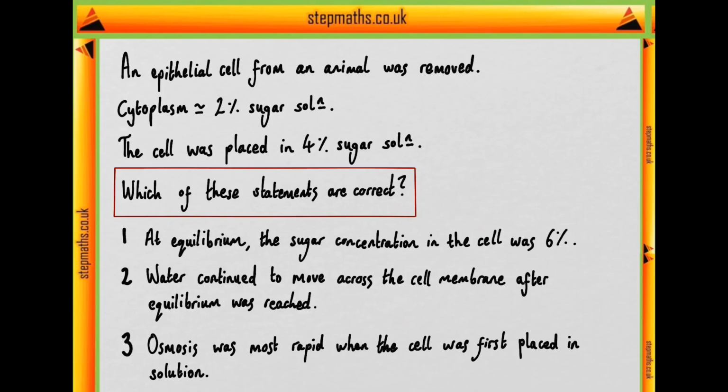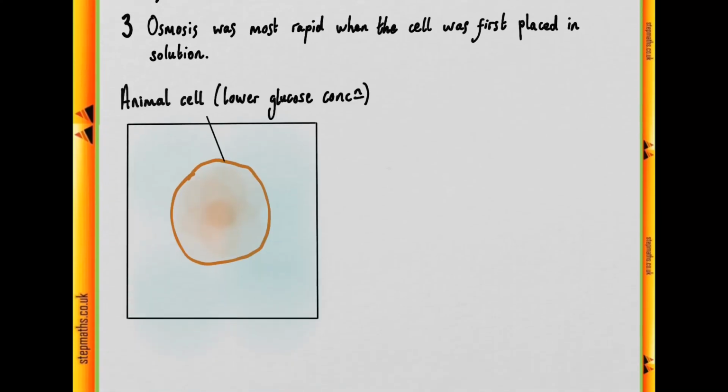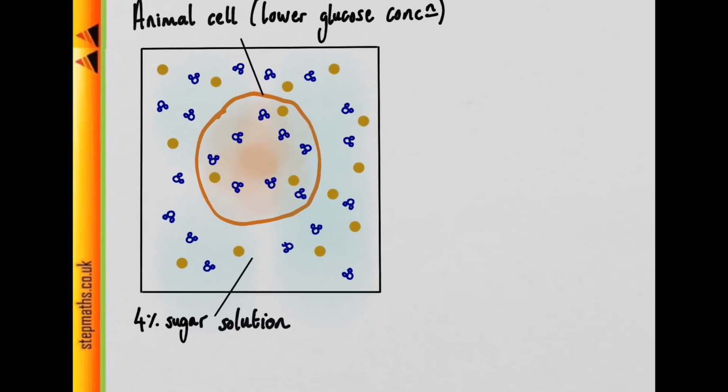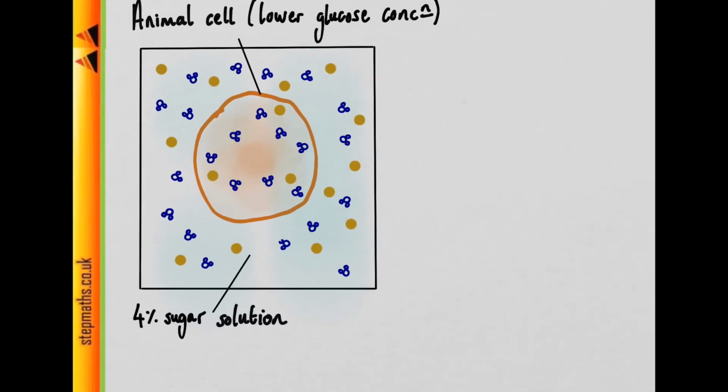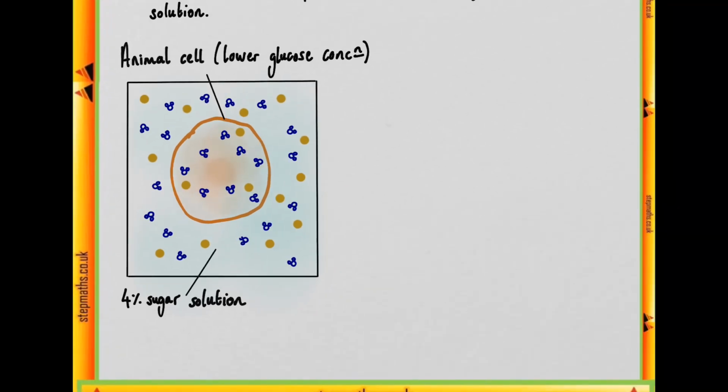So before we get into the statements, we need to think about what's going to be happening when we have a situation where we have our animal cell with a lower glucose concentration than the surrounding 4% sugar solution. A way to think about it is to think about the different fluid-filled regions consisting of water molecules and sugar molecules. Now, the animal cell cytoplasm is more dilute. That means the water molecules are more free to move than they would be in the more concentrated sugar solution. And that brings us to what will happen next.